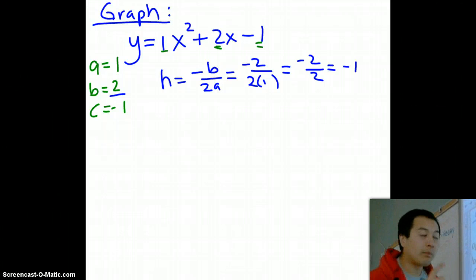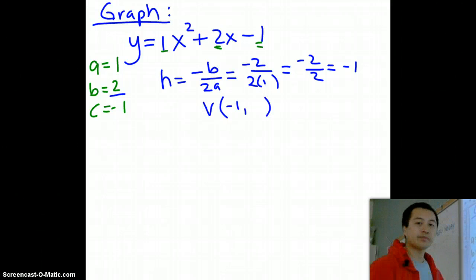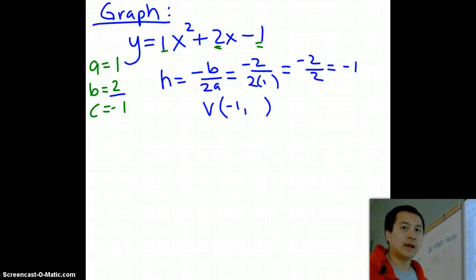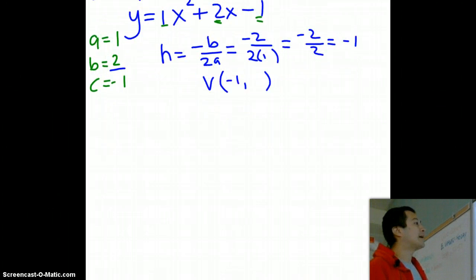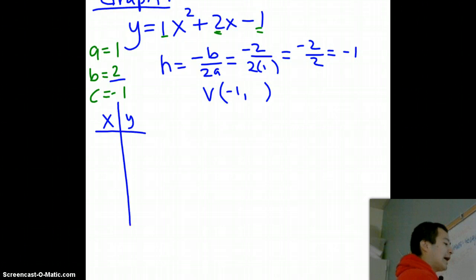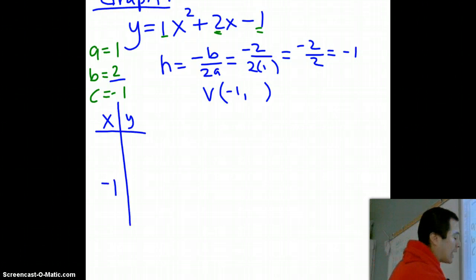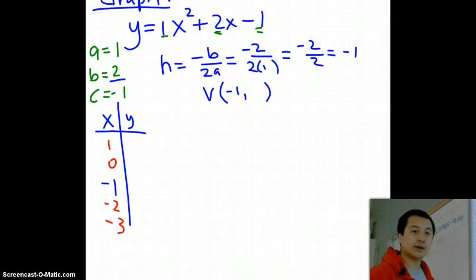But that only gives me 1 point. That only gives me the H of my vertex, which is negative 1. I don't have my K yet. So, remember the next step? The next step is to make a t-table. So let's make a t-table real fast. I have my x and y, and I start at the vertex, which is at negative 1. I pick numbers around there. So what numbers are around negative 1? It'll be 0, 1, negative 2, negative 3.